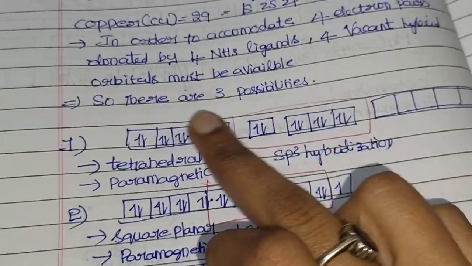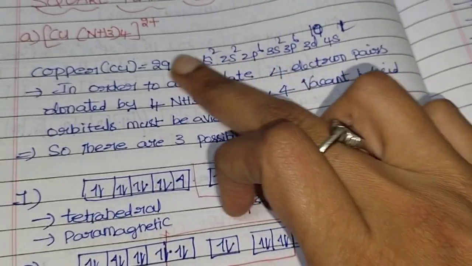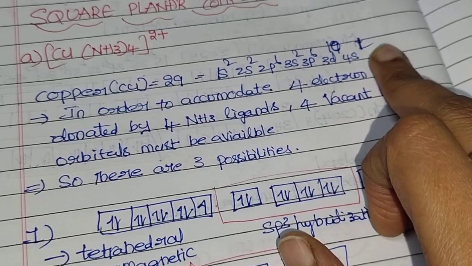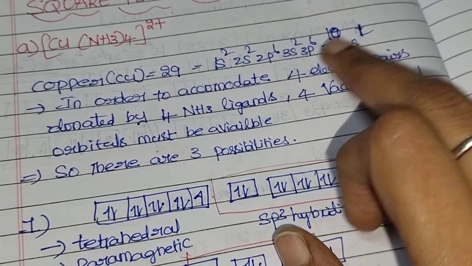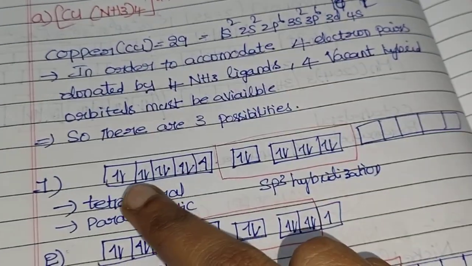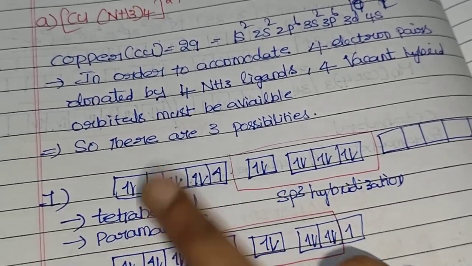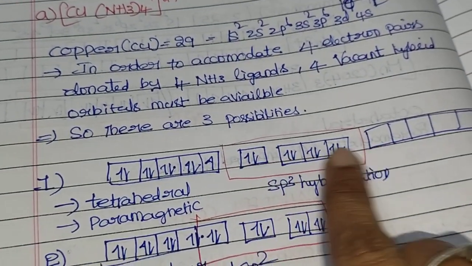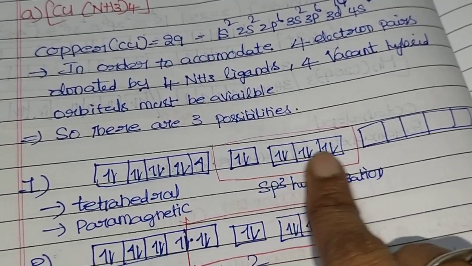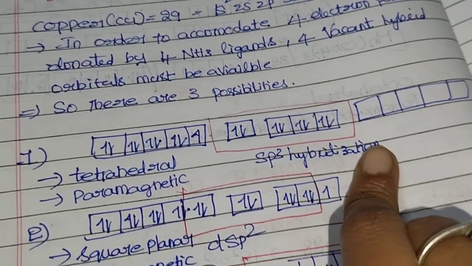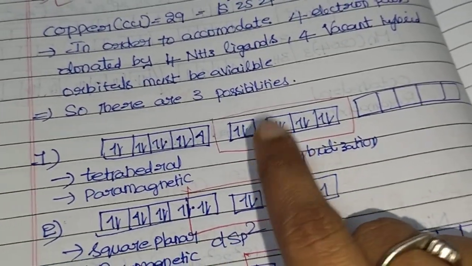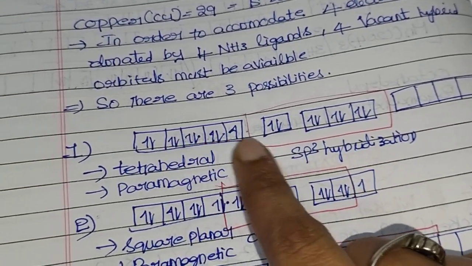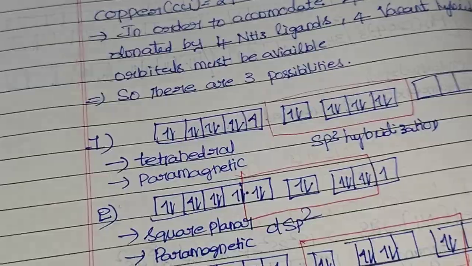So first possibility is, Cu 2 plus, so here 3d10 4s1, so when 2 electrons are removed, it will become 3d9 4s0, right? So 1 2 3 4 5 6 7 8 9, 3d9 4s0. So 4 vacant orbitals are present, so s and 3p orbitals. So sp3 hybridization takes place as I explained in the tetrahedral same. So tetrahedral structure will be present, and it is paramagnetic in nature.